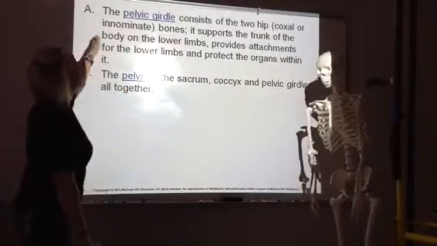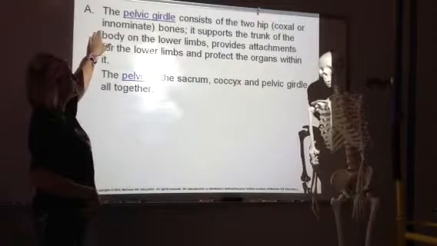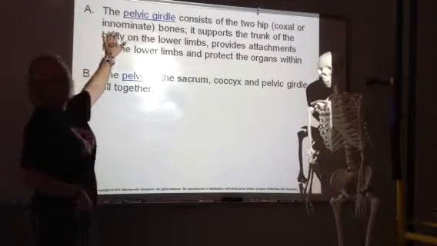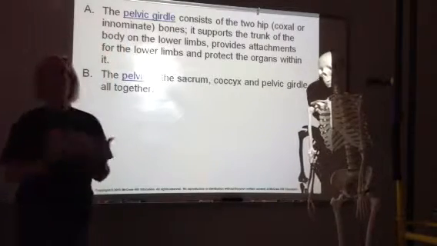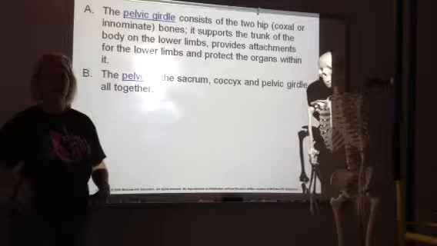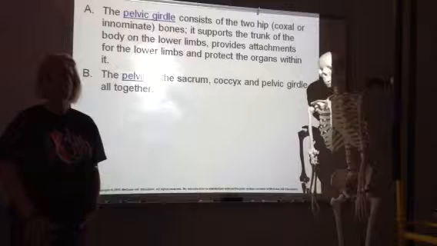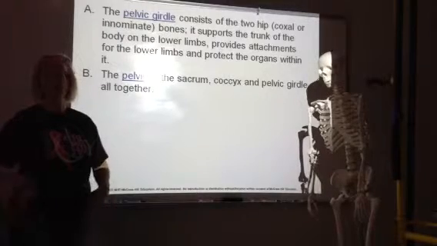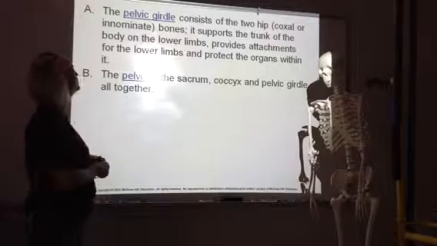The pelvic girdle consists of your two hip bones, the coxal bones, also called innominate bones. Coxal is probably more common. It's going to support the trunk, so your hips. We talked a little bit about how, when you're active, your legs get sore. Older people have hip problems because it supports so much of your weight.